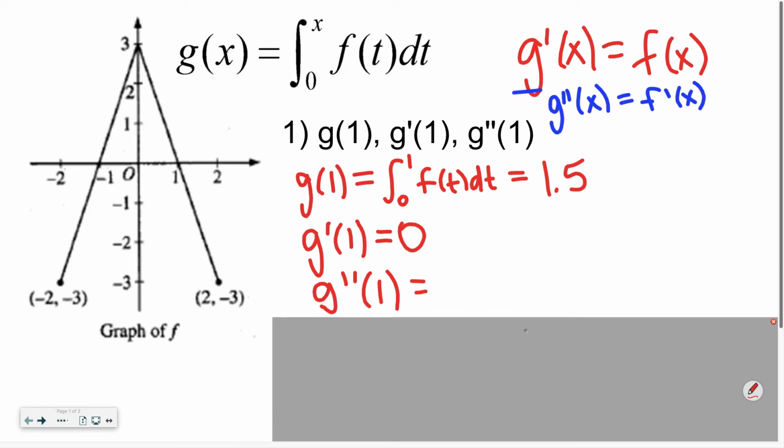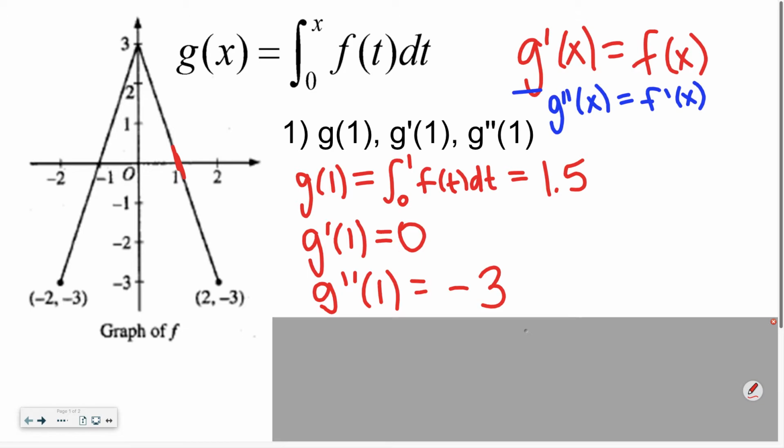Well, what does derivative mean? What's another word for derivative? Tangent line. Instantaneous rate of change, slope. The slope of the tangent line. What is the slope here? -3. The slope at 1 is -3.